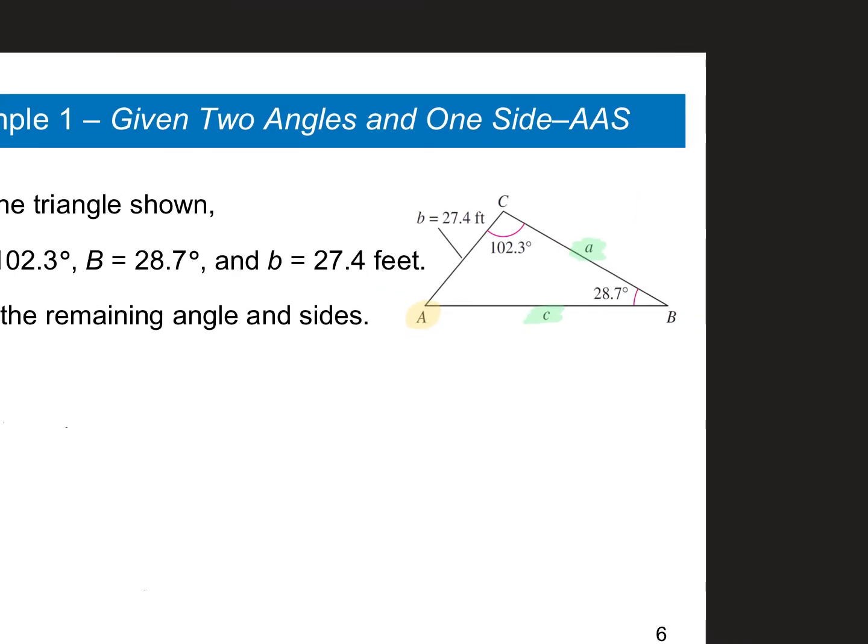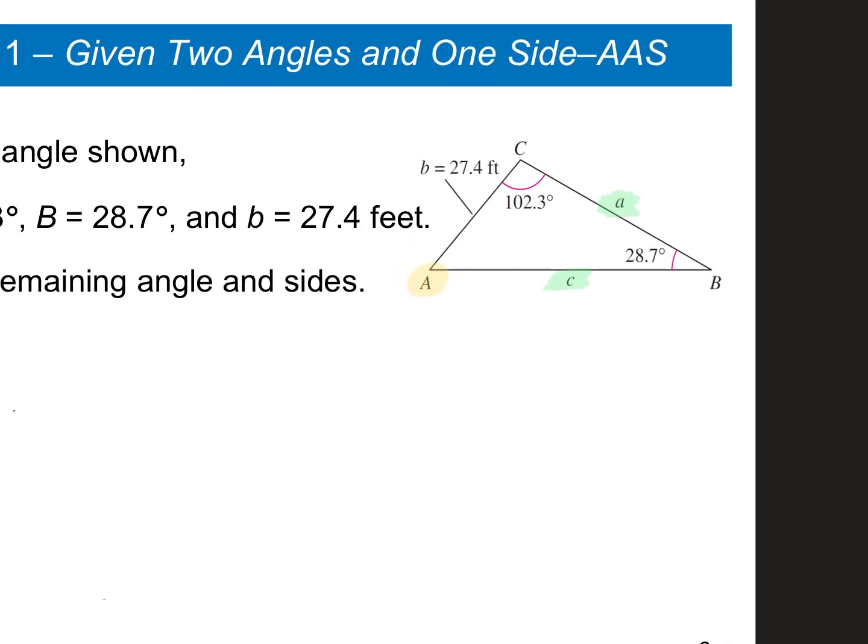Okay, so we're going to use a little common sense here before we start anything crazy. Do I already know how to find angle A? Yeah. How come? Because every triangle has 180 degrees inside. Well, I already have two angles. I have 102.3 and I have 28.7. You guys agree with me? So just add those up. What's 102.3 and 28.7? 131. 131 what? Degrees.